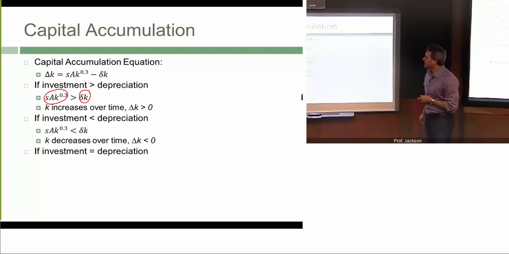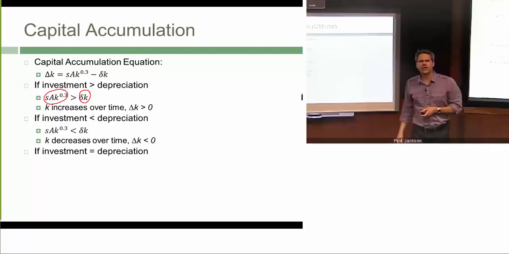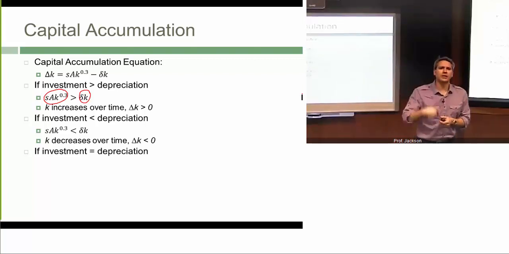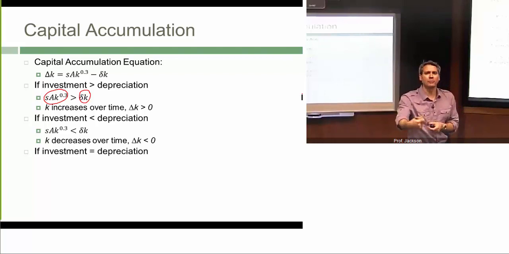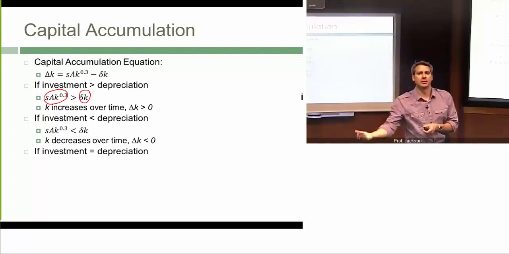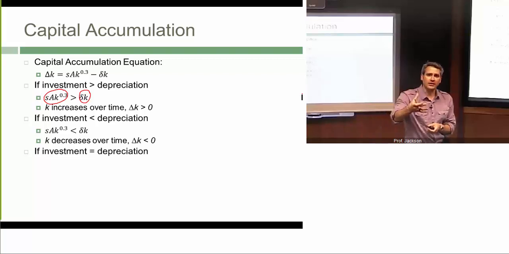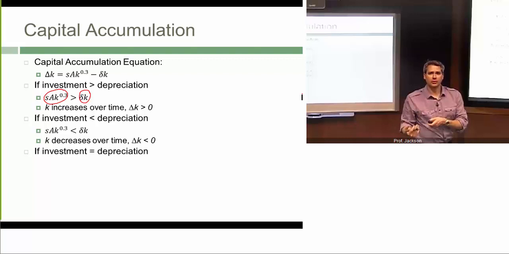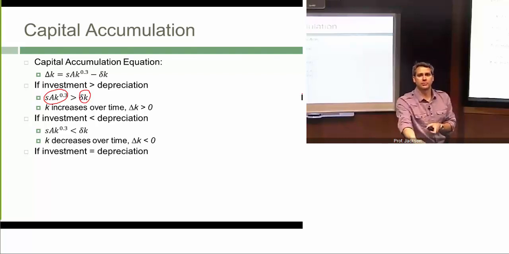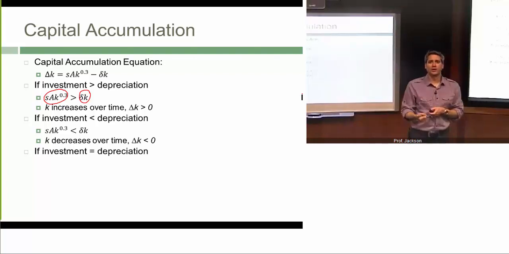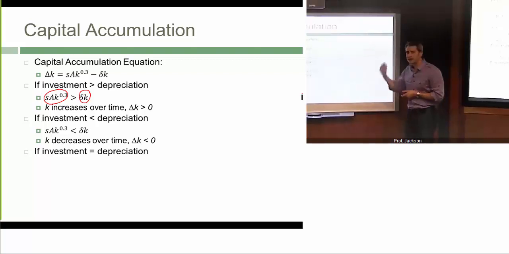The flip side, if we have investment less than depreciation, you have the opposite. So you're not putting in enough investment in new capital equipment to offset the effects of capital being obsolete and being worn away. So the net effect is that after this process, you're going to have less capital than what you started with. You're not replacing the depreciating equipment fast enough. So the net effect is that the capital stock is going to fall over time.